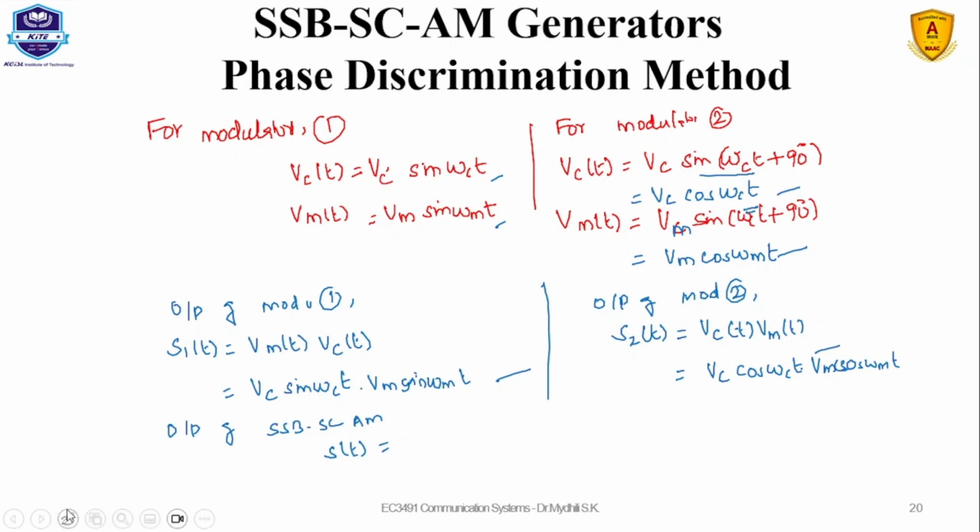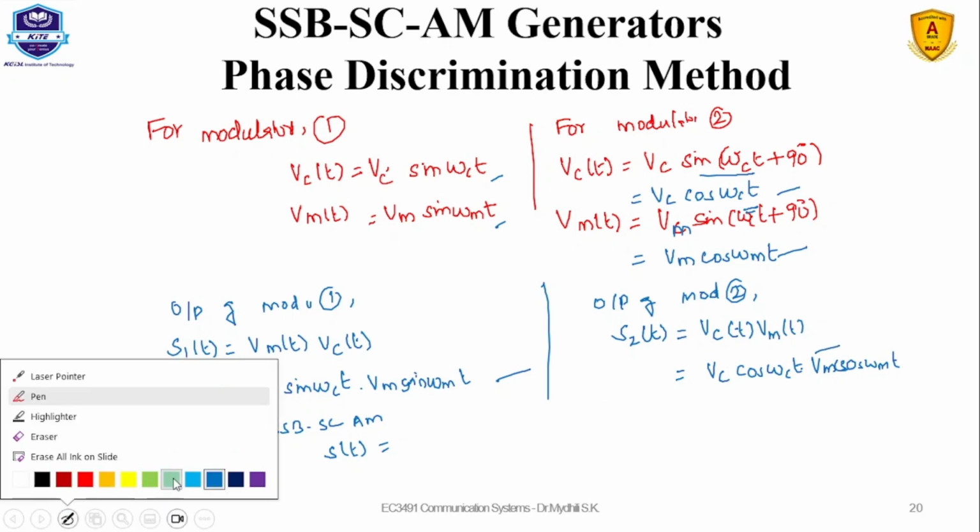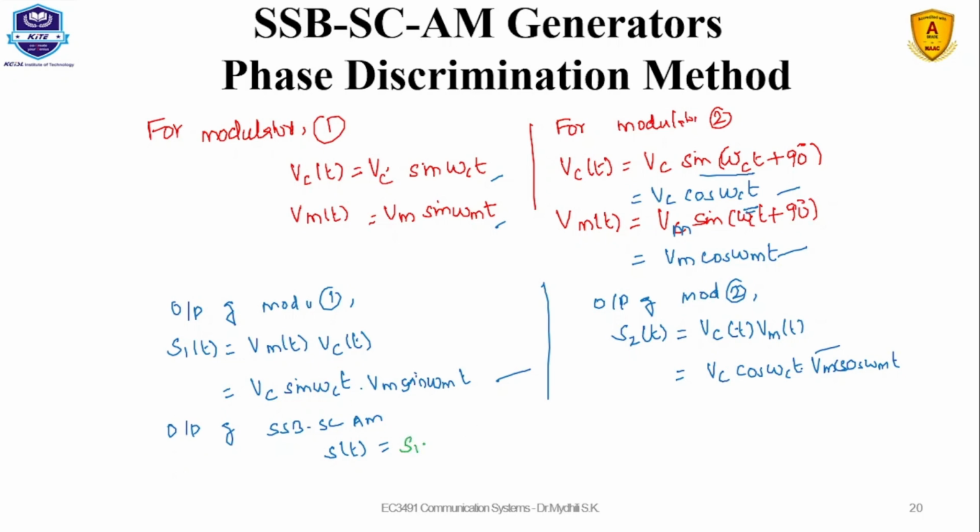So what will be the added signal here is, S of t is nothing but S1 of t plus S2 of t, which is nothing but Vc sin omega Ct into Vm sin omega mt plus Vc cos omega Ct into Vm cos omega mt. By using a trigonometric solution, this can be rewritten using the sin A sin B, cos A cos B formula.